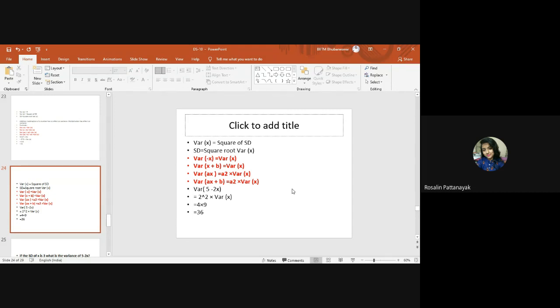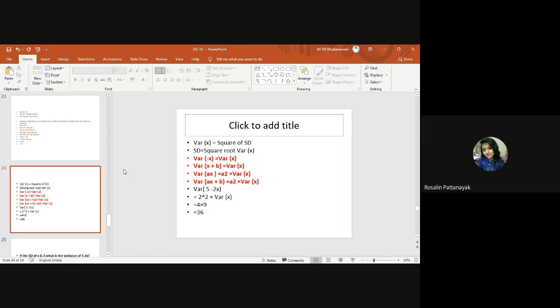Variance of ax equals a square into variance of x. That is the formula. Clear? Yes, sir.